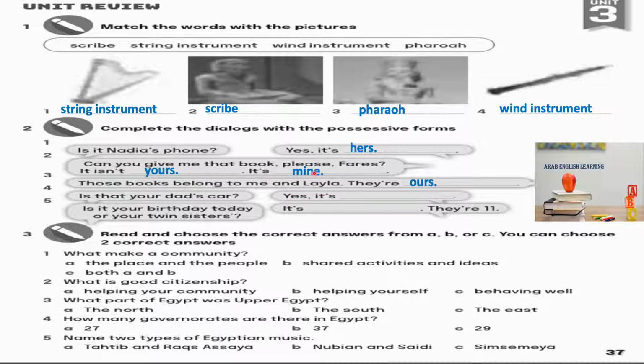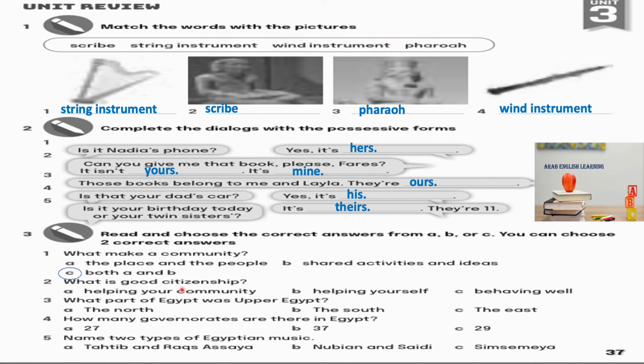So I'm talking about ours. Number 4. Is that your dad's car? Yes, it's his. 5. Is it your birthday today or your twin sisters'? It's theirs. They are 11. And here I use theirs because I said they are. Exercise 3. Read and choose the correct answers from A, B, or C. You can choose 2 correct answers. What makes a community? A, the place and the people. B, shared activities and ideas. C, both A and B. The answer is C, both A and B.